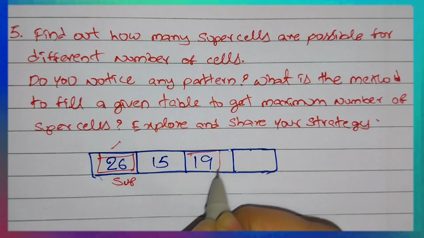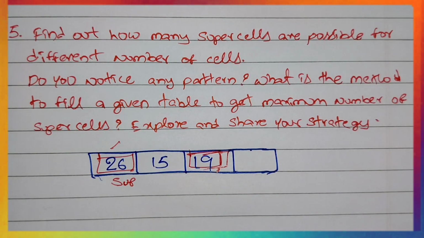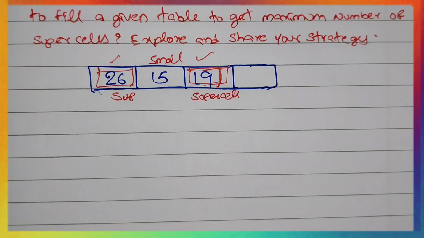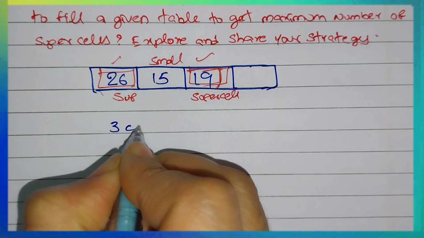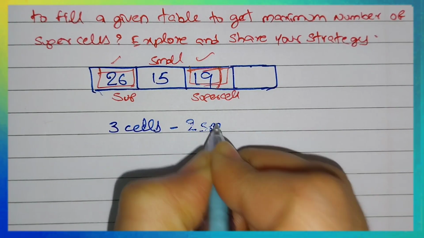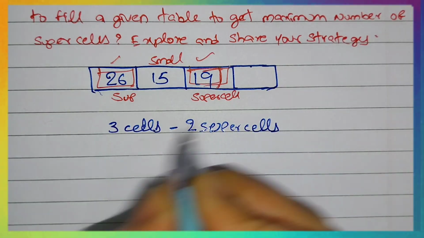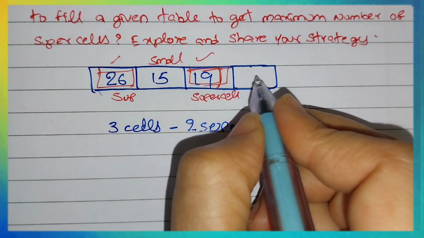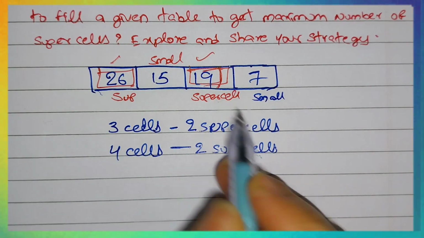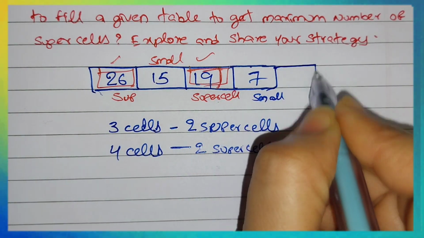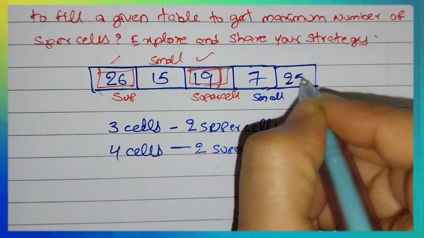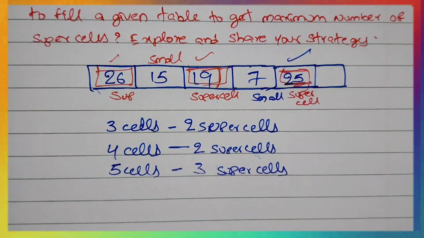So we can use a big, small, big pattern to create supercells. If we have 3 cells, the maximum number of supercells that can be created is 2. So 26 is big, that is a supercell. Next small number, 15, is not a supercell. Next number, big number, 19, supercell. So for 3 cells we got 2 supercells. Next I am adding another cell. This should be small because 19 is a supercell. So for 4 cells we got 2 supercells.